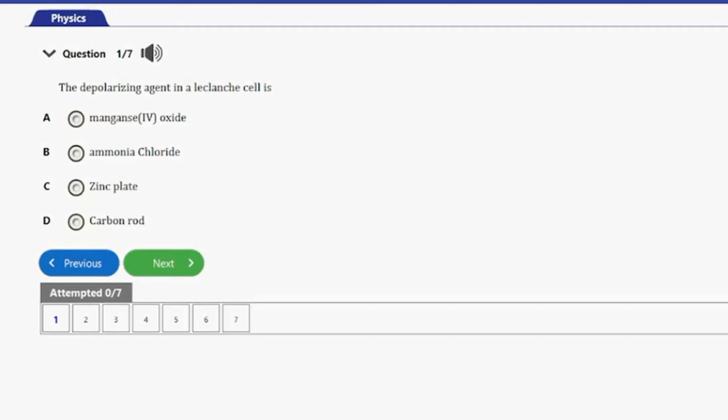It says, the depolarizing agent in a Leclanché cell is: A, manganese dioxide, B, ammonium chloride, C, zinc plate, and D, carbon rod. So guys, the answer to this question is option A here, and that's the manganese dioxide. So that's it for this question. Let's go ahead and consider the next question, guys.